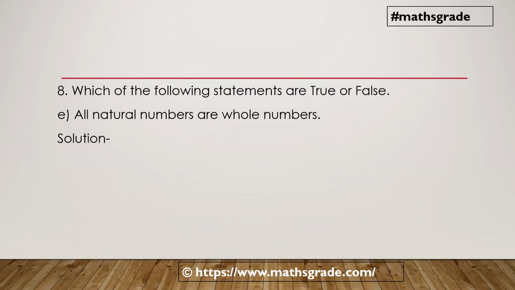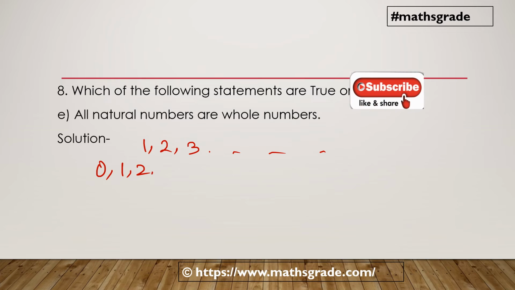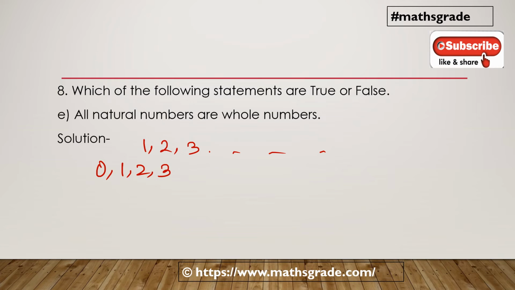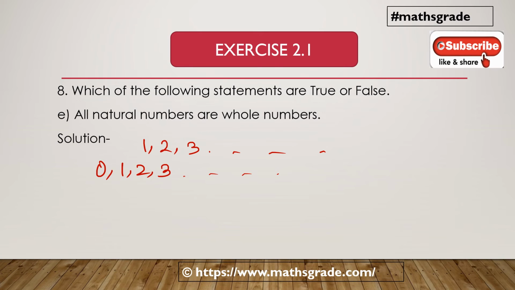Now question number E bit. All natural numbers are whole numbers. We know natural numbers are counting numbers. We start with 1, 2, 3 like this. And whole numbers start with 0. 0, 1, 2. When we add 0 in natural numbers, that is whole numbers. So whole numbers start with 0. 0, 1, 2, 3 like this. So all natural numbers are whole numbers. Yes, 1, 2, 3 is present in whole numbers. So 1, 2, 3 are natural numbers, are whole numbers. So all natural numbers are whole numbers. This is true.